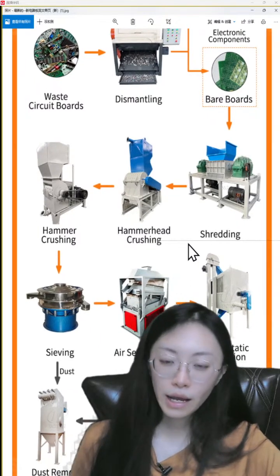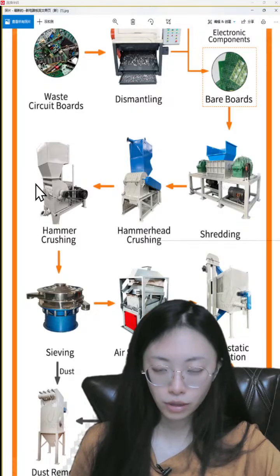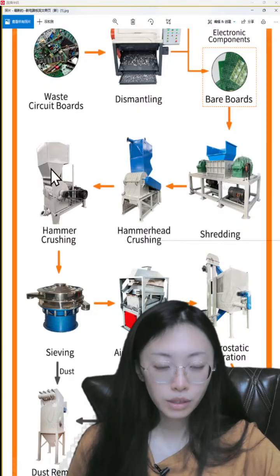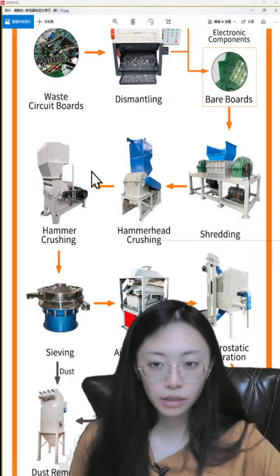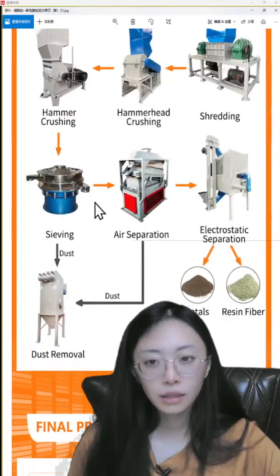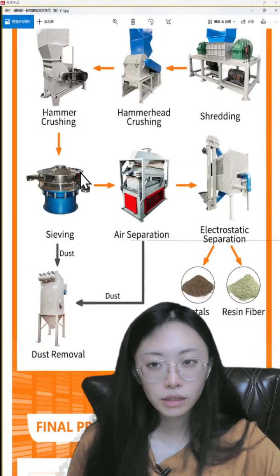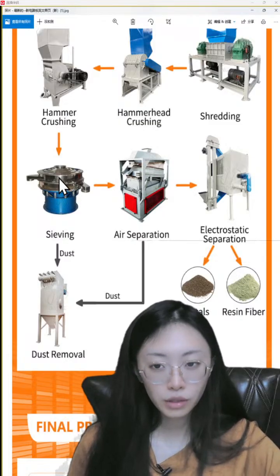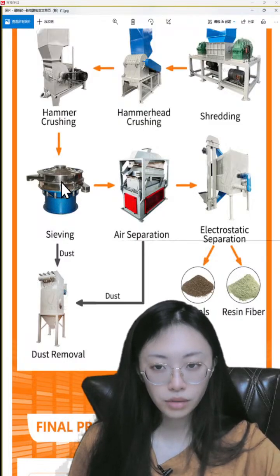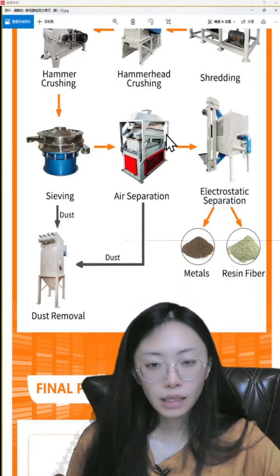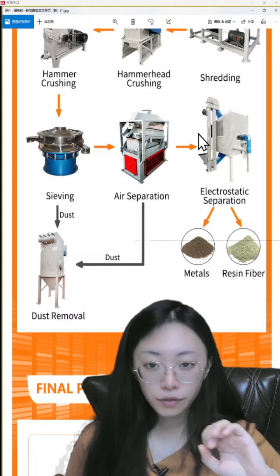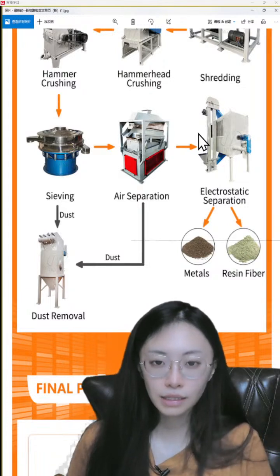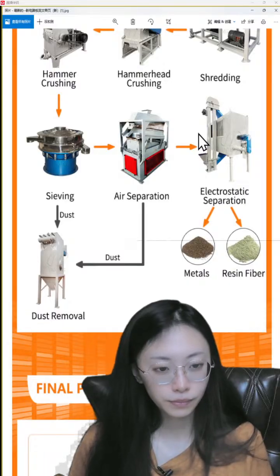First is a hammer head crusher, and second is a hammer blade crusher, to make the particles smaller, and inside of them they have a magnetic separator to separate the iron. Then this is a sieving machine to control the size of the particles. They have two layers. If the particles cannot go through the screen, they will go back to the crusher to crush again. And then we have two separation machines. The first is the air separator, and second is the electrostatic separator.